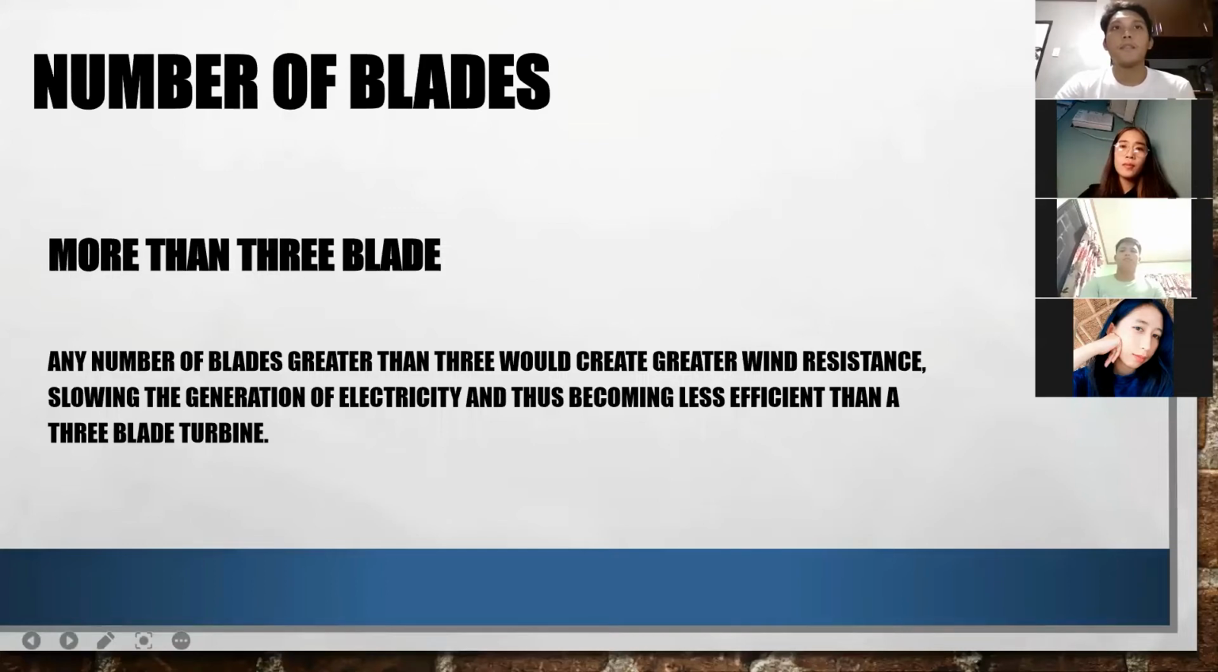More than 3 blades. Any number of blades greater than 3 would create greater wind resistance, slowing the generation of electricity and thus becoming less efficient than a 3-blade turbine. So, if we create a wind turbine na more than 3 yung blades, hindi siya talaga advisable and magiging less efficient yung turbine natin. Mas mapapabagal lang yung pag-ikot and hindi siya makakapag-generate ng proper amount of electricity.